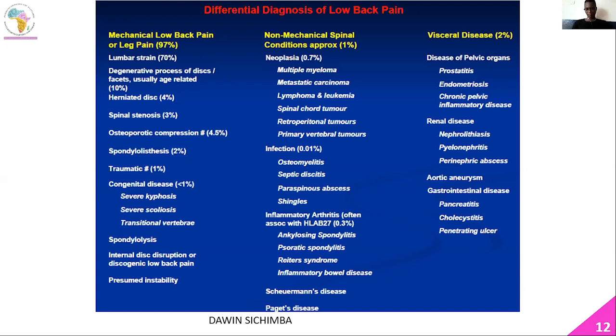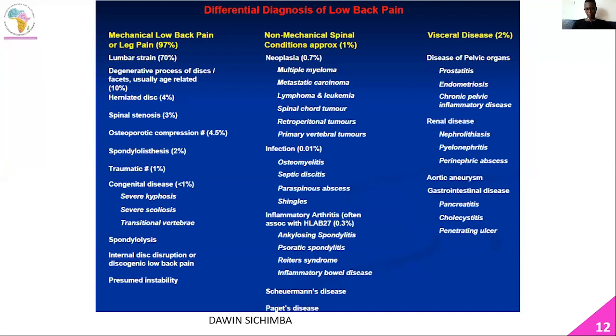The most common are degenerative processes of the discs and facets, which are usually age-related. Like I mentioned earlier, with an older population, we tend to see more patients presenting to the health facilities with these neurosurgical problems of the spine. So degenerative processes of the disc and facets tend to be more common with age.